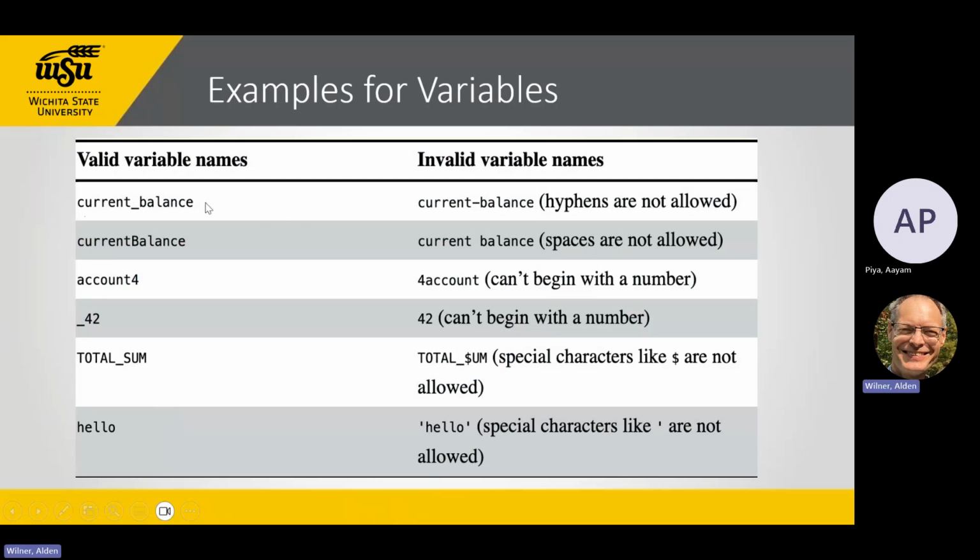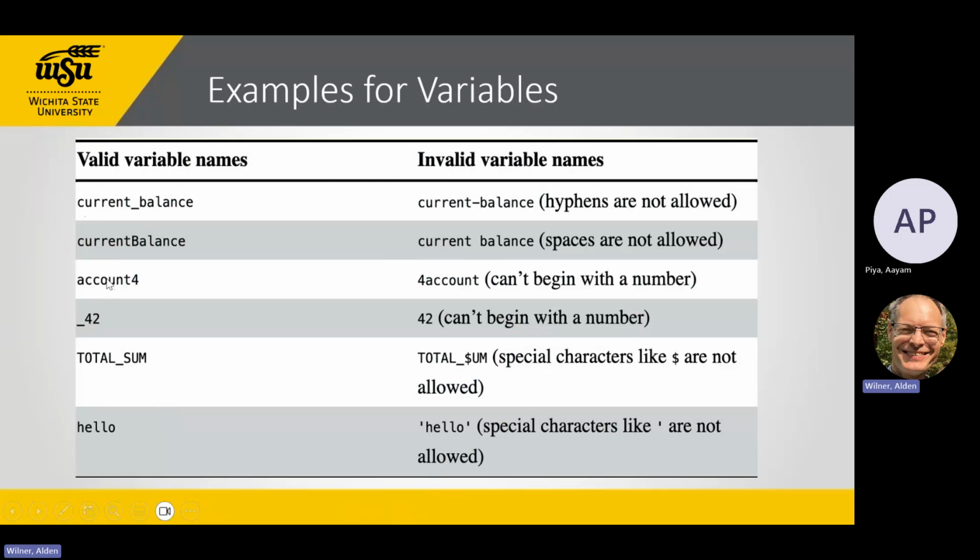Some valid versus invalid names. Current balance, current minus balance. What does this do? This subtracts balance from current. That's a subtraction symbol, not an underscore. Here we try to put a space in. That's not going to work. It just thinks I'm listing out 2 different variables. Here I say for account versus account for.